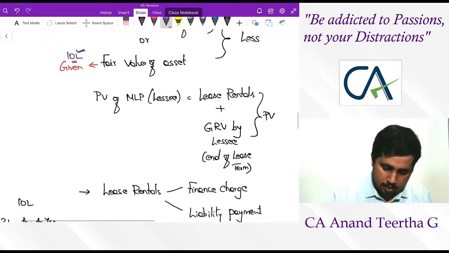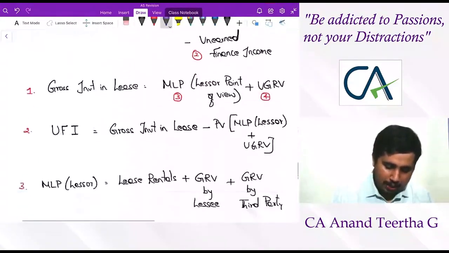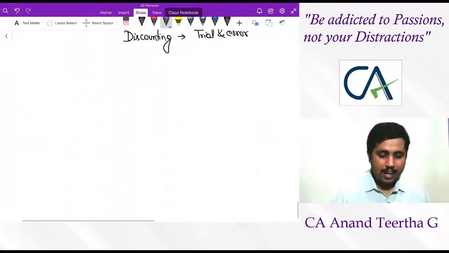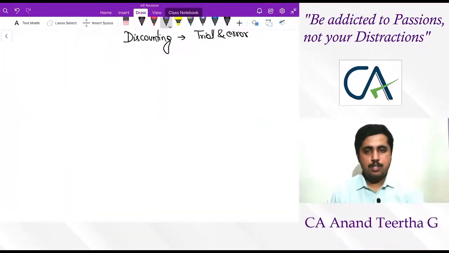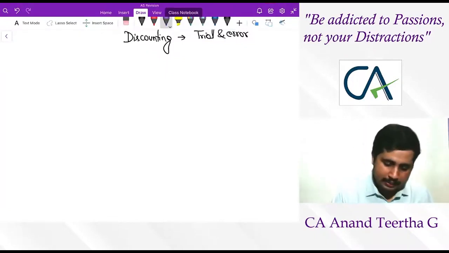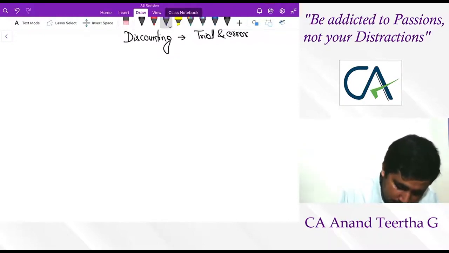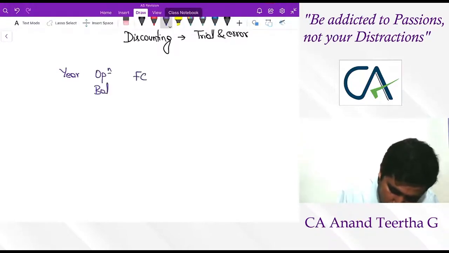Okay. Now, accordingly, if I have to create a table for finance charge calculation, this is the table in which we calculate. One, we write the year. Second, opening balance of the liability or asset, whatever it is. Then third, finance charge or finance income at implicit rate of interest.